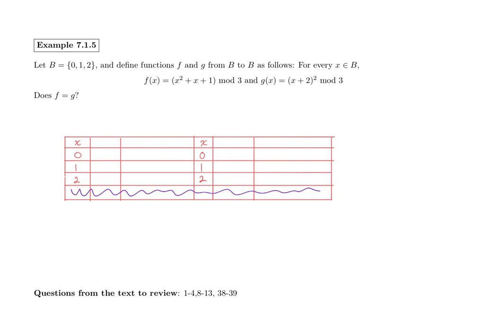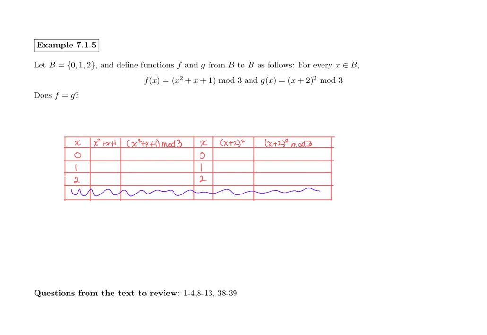So we're going to set this one up in much the same way as the last one, because now we have f of x is x squared plus x plus 1 mod 3, and g of x is x plus 2 quantity squared mod 3. So we need to start by finding x squared plus x plus 1. Then we'll find x squared plus x plus 1 mod 3 for f of x. For g of x, we'll find x plus 2 quantity squared, and then we'll find x plus 2 quantity squared mod 3.